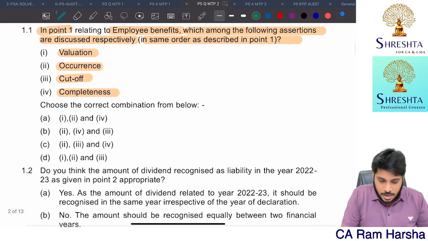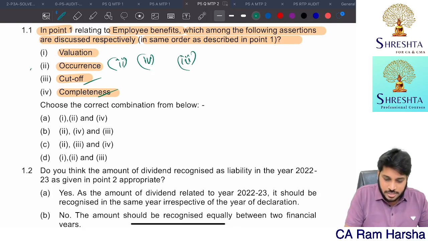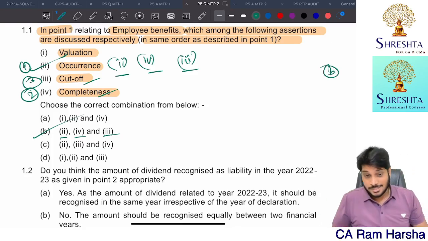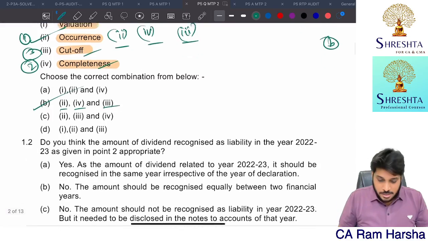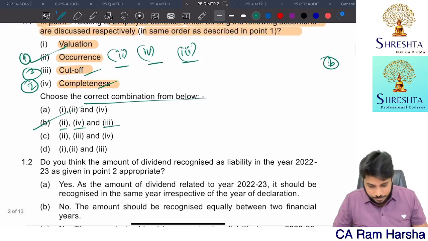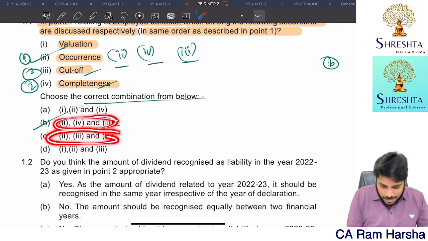Look at this: occurrence, completeness, and cutoff. Yes or no? So first he verified this, second he verified this, third he verified this. So 2, 4, 3. That's it. The answer is over. This way also they can ask. You see how cleverly they asked. There is a high chance that students get confused. Choose the correct combination below. 2, 4, 3. They verified 2, 4, 3. You see here 2, 3, 4. 2, 4, 3. Both are correct only.